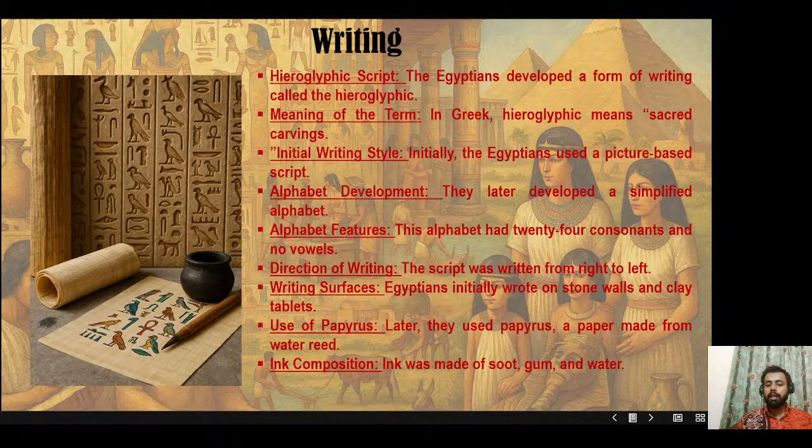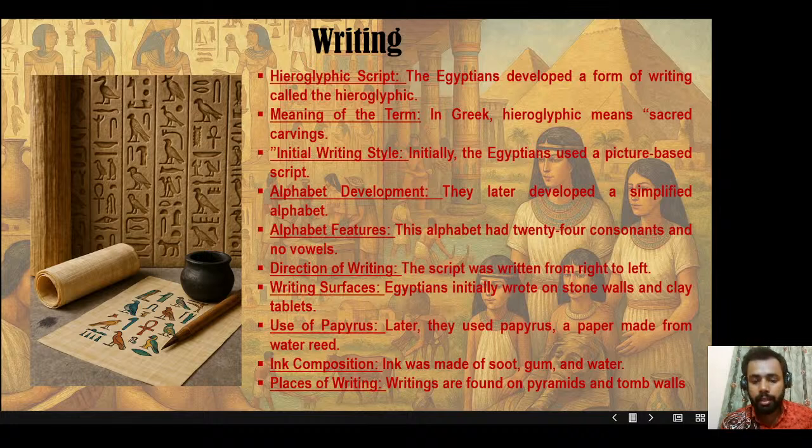And how was the ink made? Ink was made from soot, gum, and water. Soot means a powdery substance made from carbon particles, half-burnt particles, like half-burnt wood. When it becomes black, it gives a powdery substance. That powdery substance is mixed with gum, and you get a kind of ink, and that was used for writing.